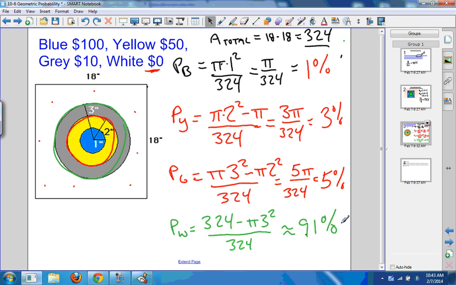Alright, if we did this correctly, all of these should add up to 100%. 1 plus 3 is 4, plus 5 is 9, 9 plus 91 is 100%. 91% chance of getting it in the white area, 5% chance of getting it in the gray area, 3% chance in the yellow, and a 1% chance in the blue.